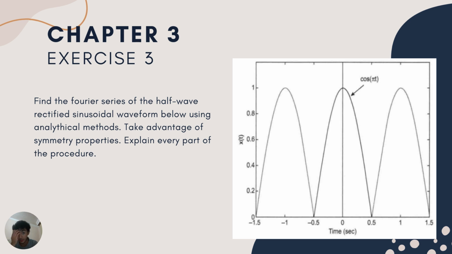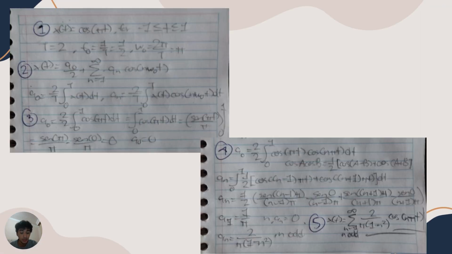Then for exercise 3 of chapter 3, we need to find the Fourier series of this half-wave rectified sinusoidal waveform below using an analytical method and also taking advantage of symmetry properties. And for this exercise, first, we need to define the function and periodicity.